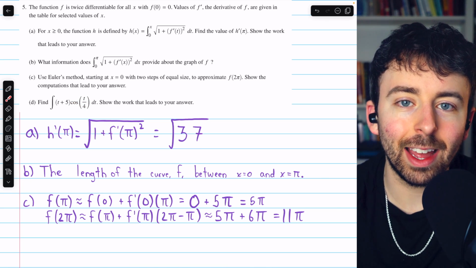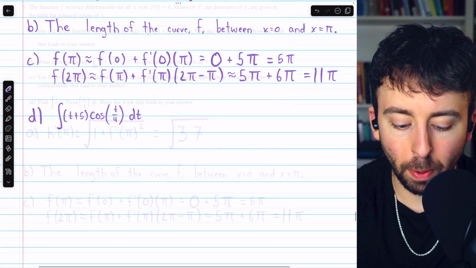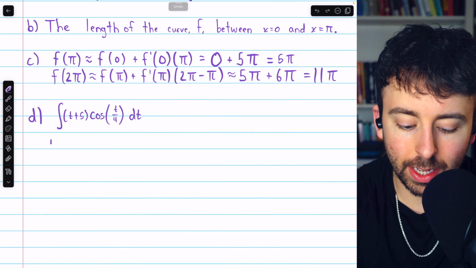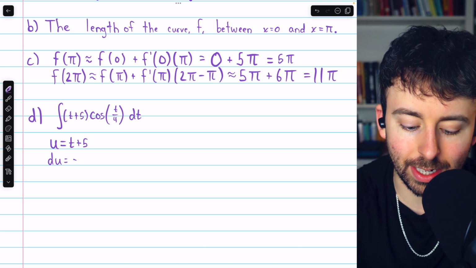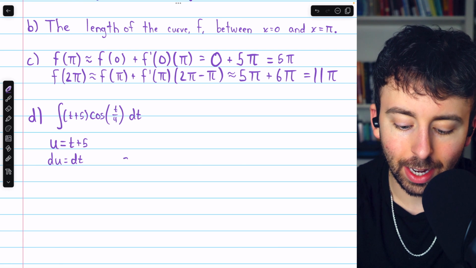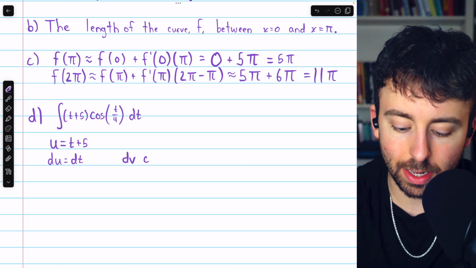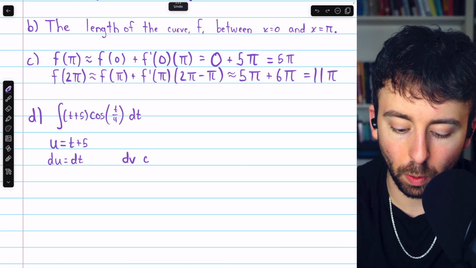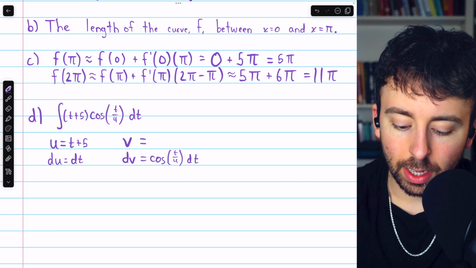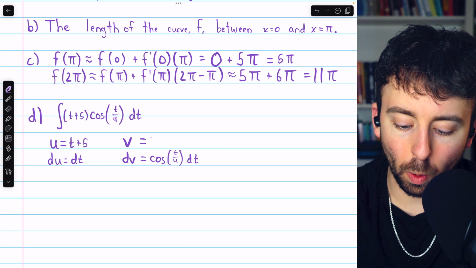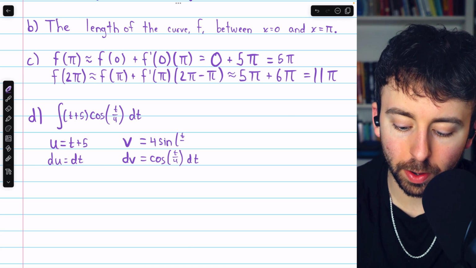We can integrate that and be no worse off. So for part D, this is our integral. Again, we're going to let u be t plus 5. That way, du is just dt. Very straightforward. And then dv is forced to be cosine of t over 4 dt. Then we can integrate this to get that v is equal to 4 multiplied by sine of t over 4.